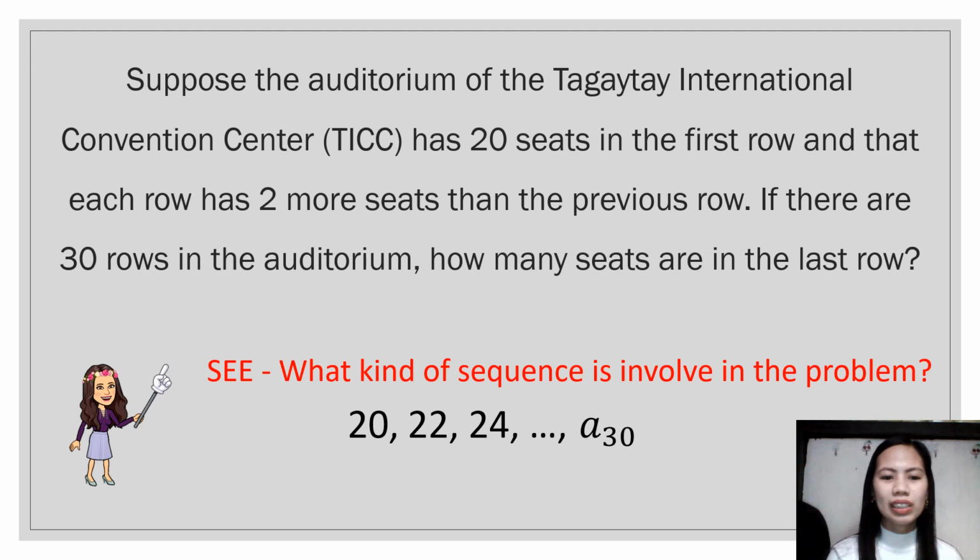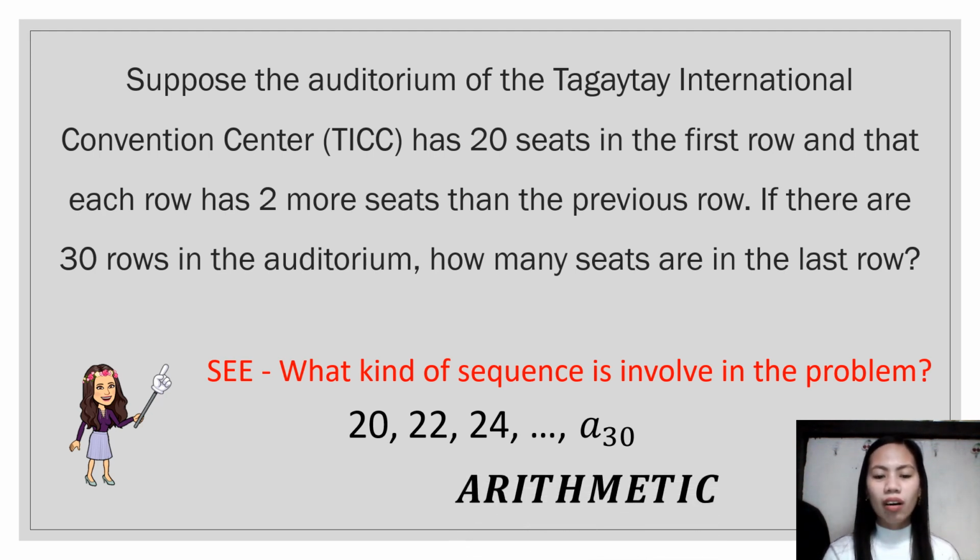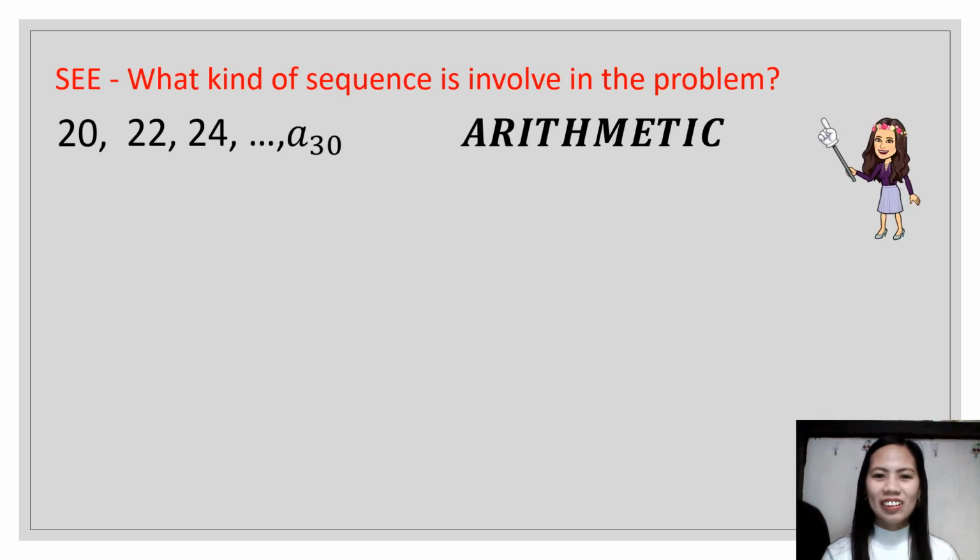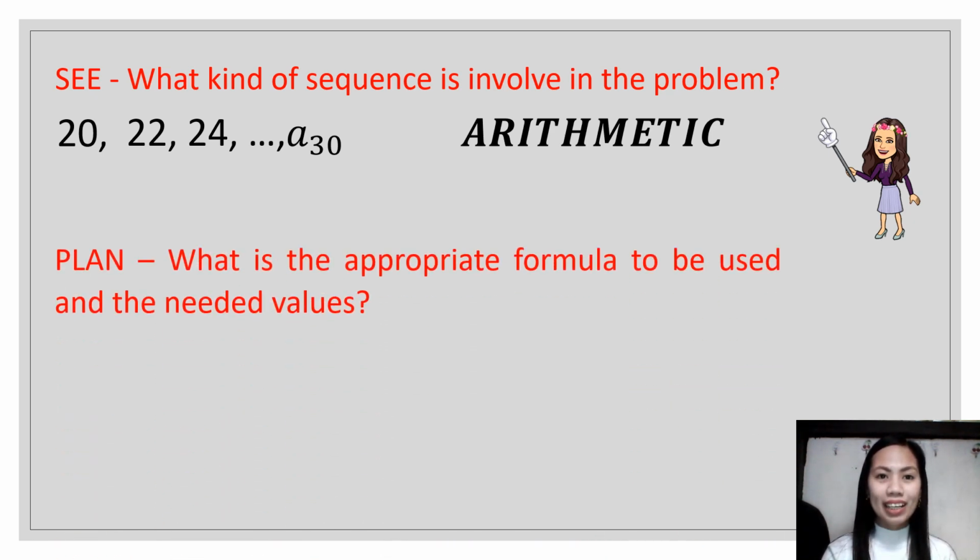Okay, so we are done with C. Again, what kind of sequence is involved in the problem? That is arithmetic because in every term we add 2. 2 is the common difference. Okay, after nating malaman kung anong sequence ang involved sa problem, next step is to plan. Plan. What is the appropriate formula to be used and the needed values?